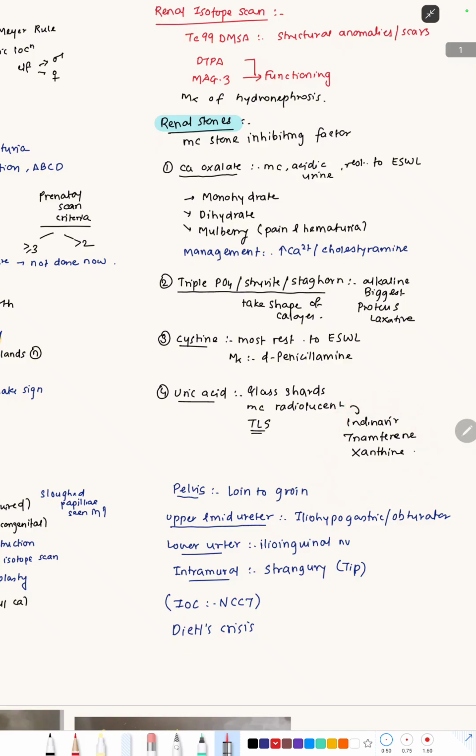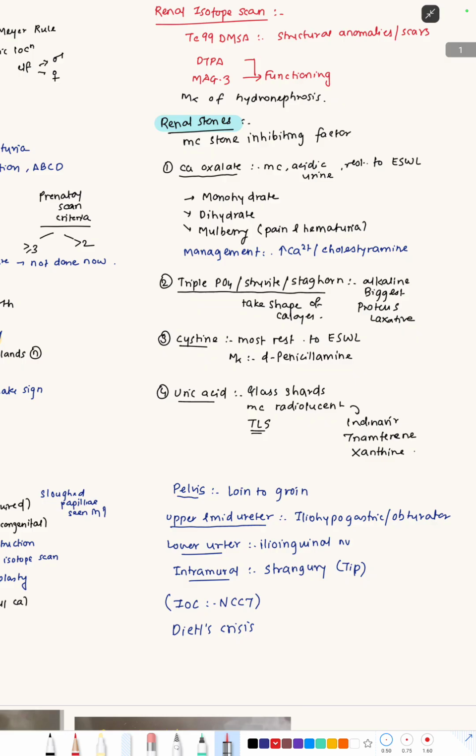Now, how to clinically diagnose the renal stones? So, there are going to be specific clinical features with which the patient comes. If it is a pelvic stone, then loin to groin pain is seen. In the upper and mid ureter, it is along the iliohypogastric nerve or the obturator nerve, and along the lower ureter, it is the ilioinguinal nerve. So, as we go from up to down, the pain goes lateralized. Okay, then the intramural stones, that is in the bladder, will lead to strangury. So what is strangury? It is basically a very big urge to urinate, but because of the pain at the tip of the meatus, the patient cannot urinate fully. Only some drops of urine are evacuated.